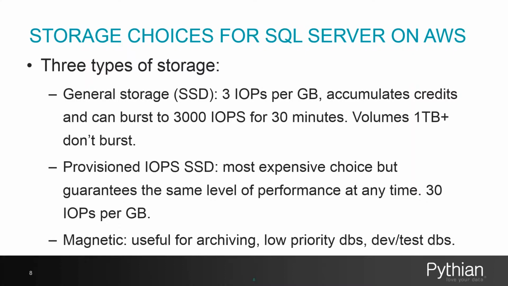First one is general storage. It's also backed by SSD. So it has a baseline of 3 IOPS per gigabyte, and it can also accumulate credits if there's no activity. And this can allow it to burst to 3,000 IOPS for about 30 minutes. Now, if you do the math, it's 3 IOPS per gigabyte, so obviously 1,000 gigabytes will already be at 3,000 IOPS. So volumes that are 1 terabyte or bigger don't burst. They just stay that way.